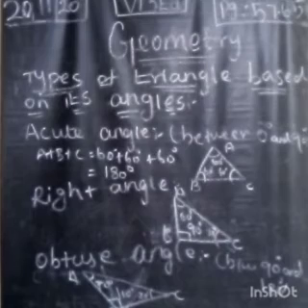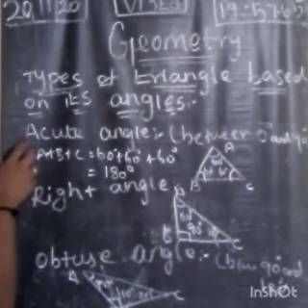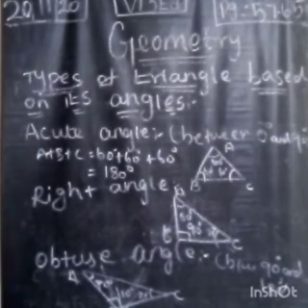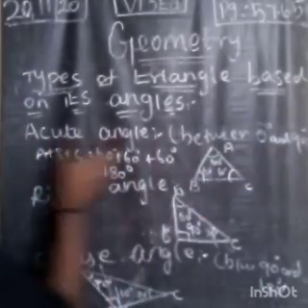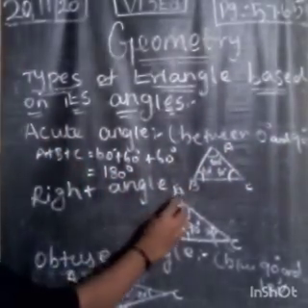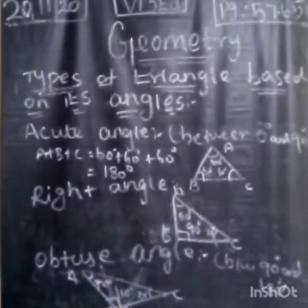So the types of triangle based on its angles: acute angle, right angle, obtuse angle. Between 0 degree and 90 degree, it is an acute angle. At 90 degree, it is a right angle triangle, and between 90 degree and 180 degree, it is the obtuse angle.